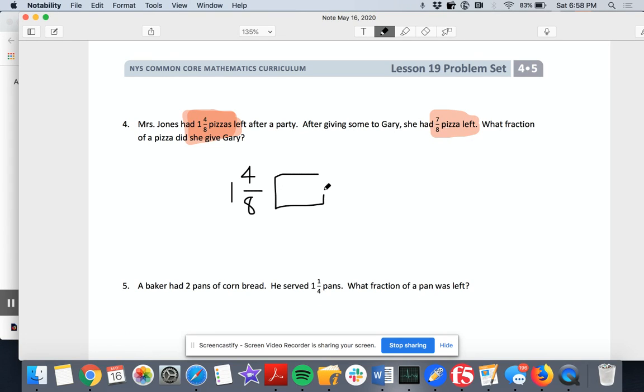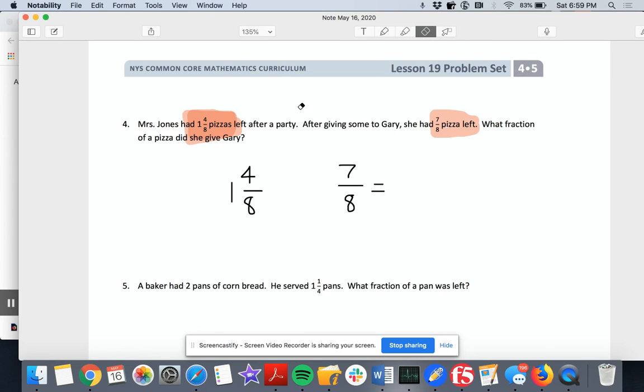Think about what order of operation you need to use for this 7 over 8. Okay? And then you would follow that order of operation to get your final answer. So think about what order of operation, if you need to add or if you need to subtract.